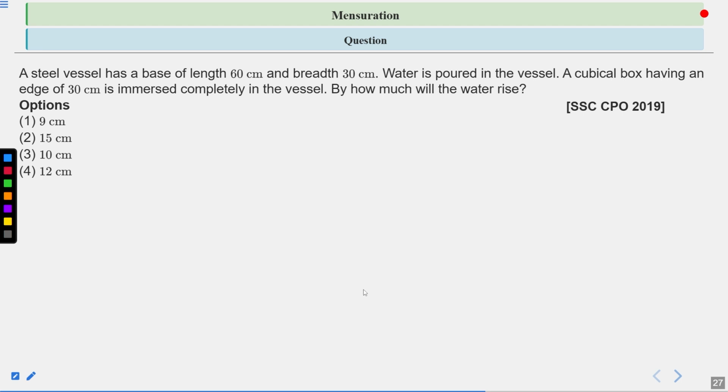A steel vessel has a base of length 60 centimeter and breadth 30 centimeter. Water is poured in the vessel. A cubical box having an edge of 30 centimeter is immersed completely in the vessel. By how much will the water rise? And this question was asked in the SSC CPO exam 2019. So there are 4 options. First one is 9 centimeter, second is 15 centimeter, third one is 10 centimeter, and fourth one is 12 centimeter.